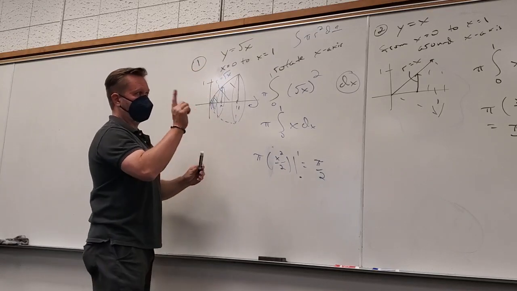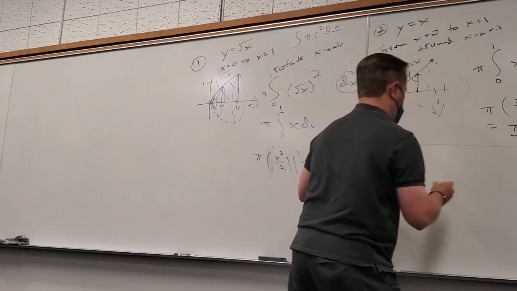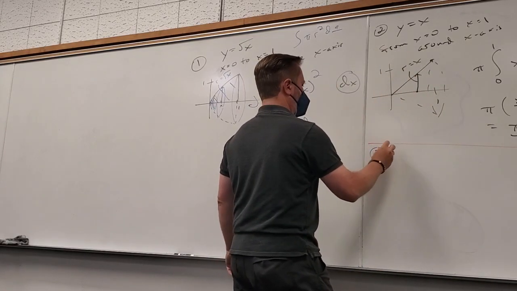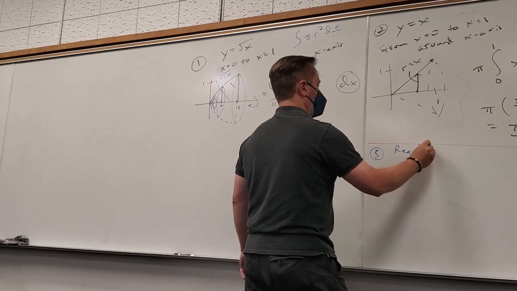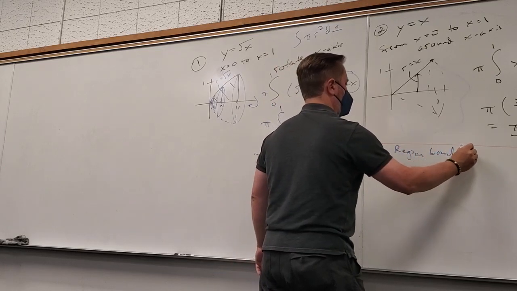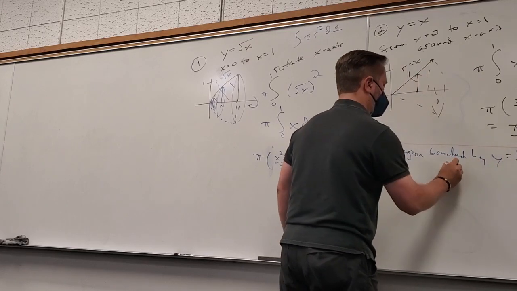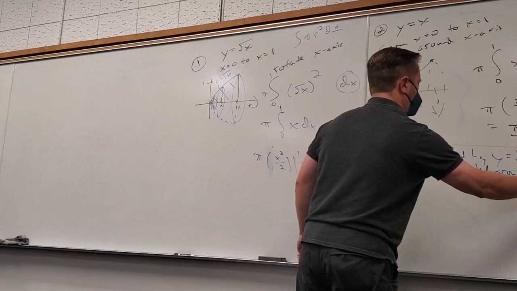So now here's the trick. Some of you guys might know where I'm going with this. All right, ready? Here we go. What if I wanted to know the region bounded by y equals square root of x and y equals x rotated around the x-axis? Stay with me.